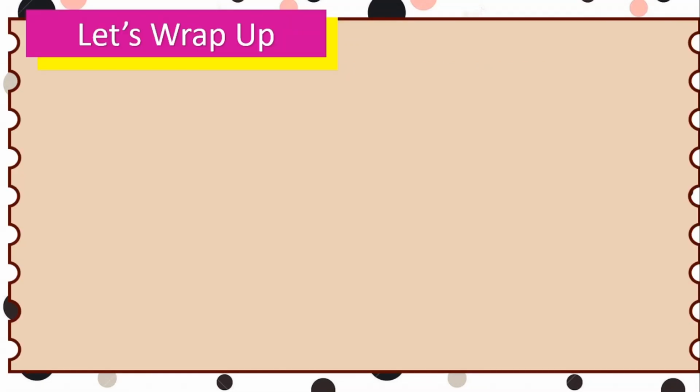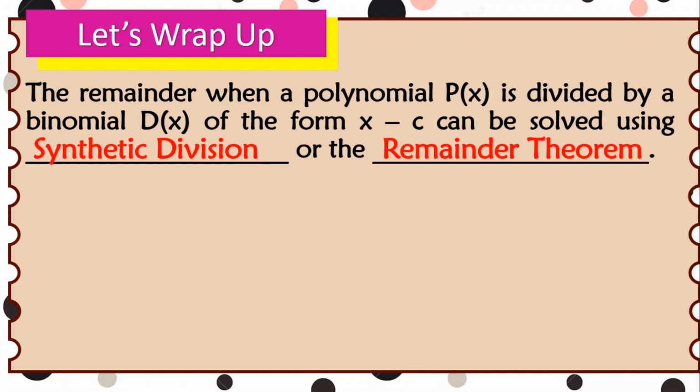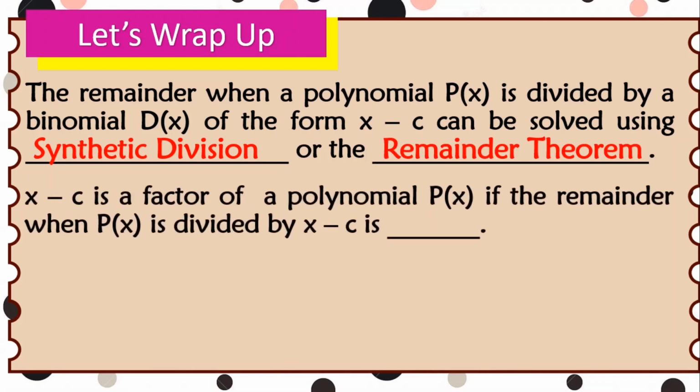So, let's wrap up. The remainder, when a polynomial p of x is divided by a binomial d of x of the form x minus c, can be solved using, so what are the two ways of solving the remainder? Okay, that is synthetic division or the remainder theorem. Next, x minus c is a factor of a polynomial p of x if the remainder when p of x is divided by x minus c is, what must be the remainder? Very good, that is 0.